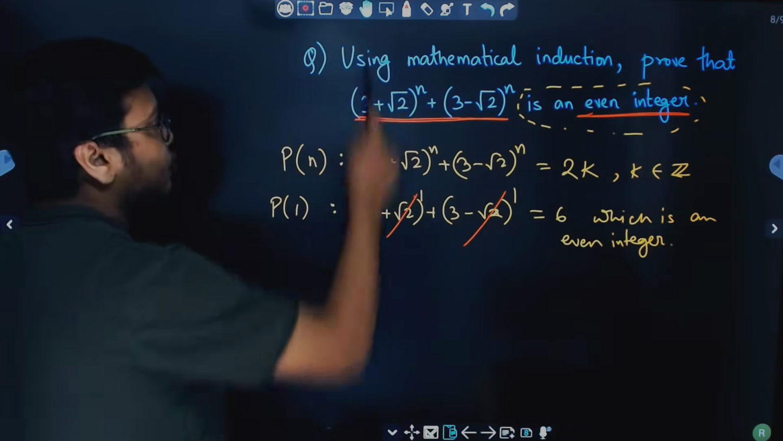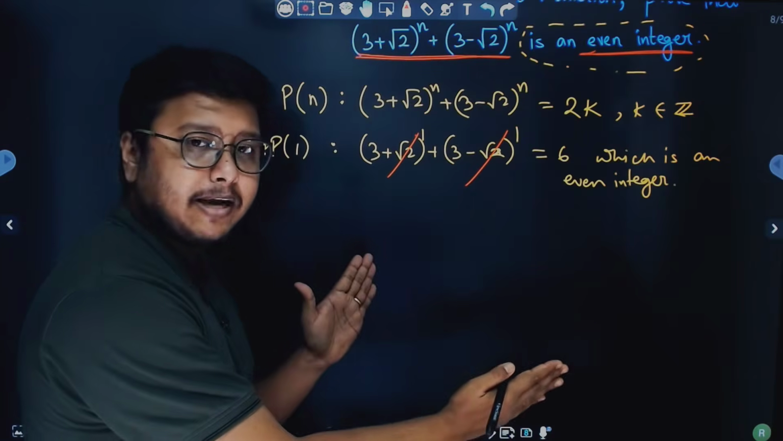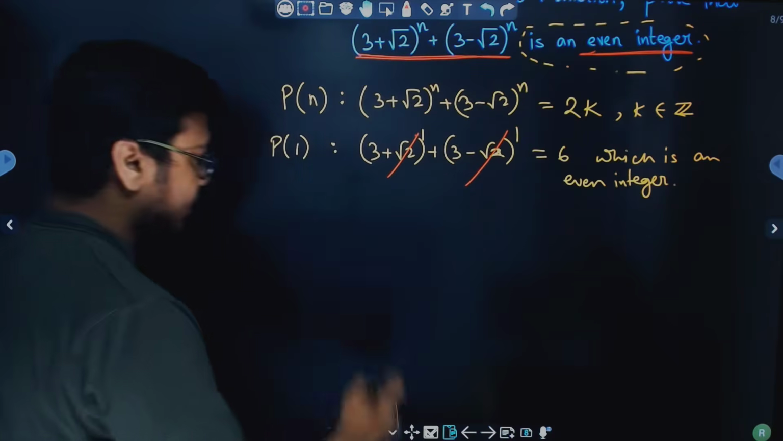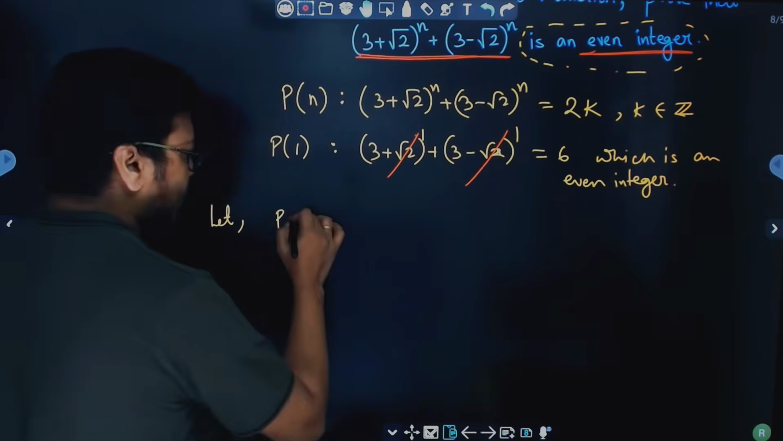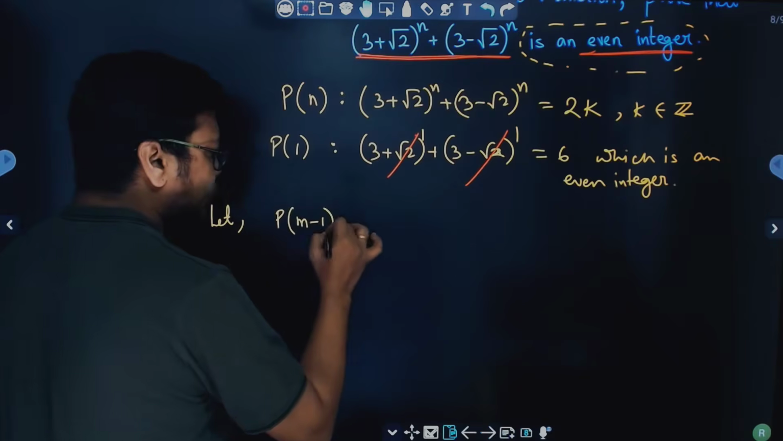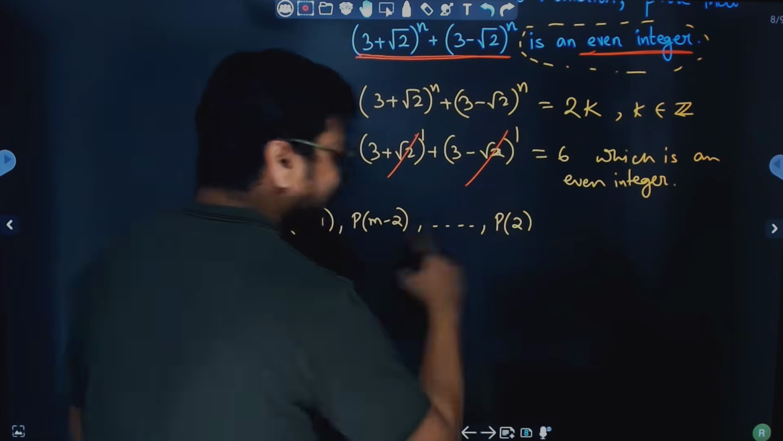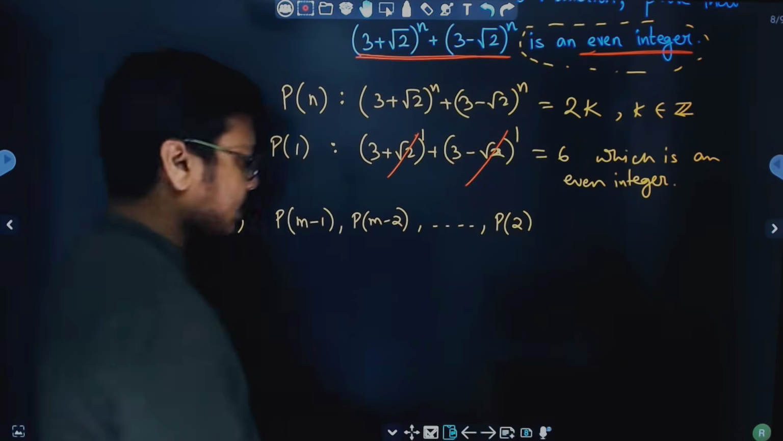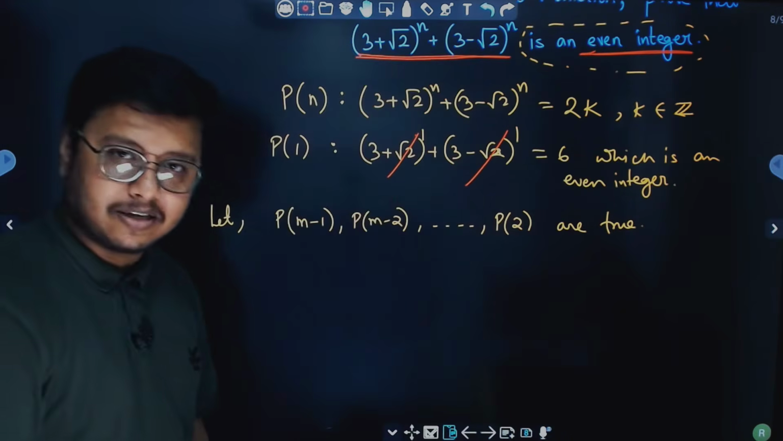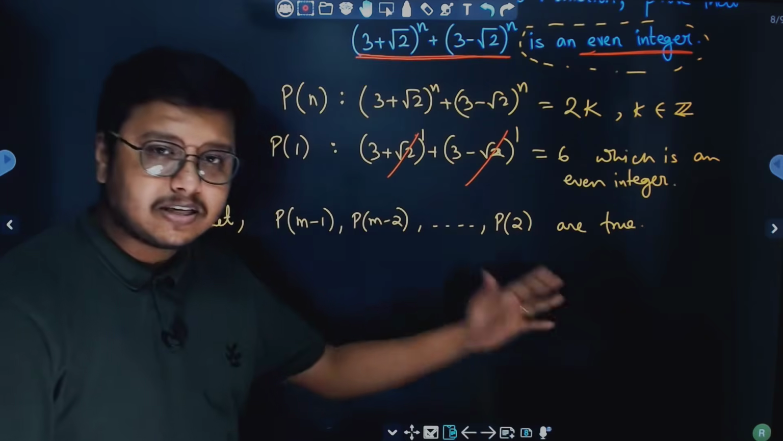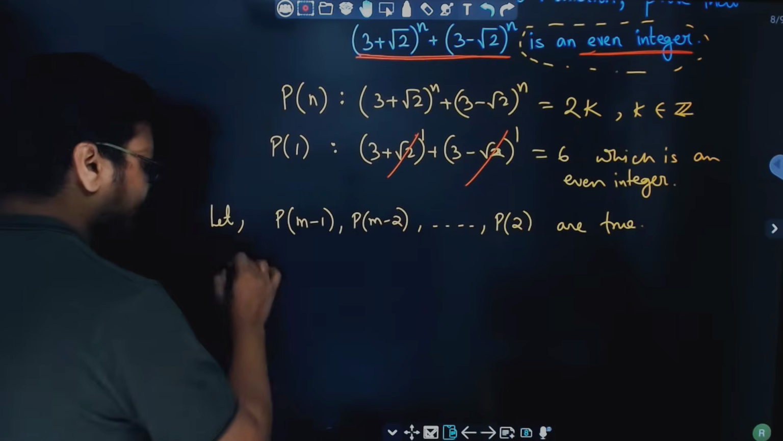Now let me assume that starting from n value 1 up till m minus 1, all statements are true. So I'm saying that I have already proved for n value 2, so let P(m minus 1), P(m minus 2), and so on, all the way up till the second statement, because the first one is already proved, are true. I am taking this under an assumption. Now with the help of these statements, I want to prove that the next statement, that is the mth statement, is true.